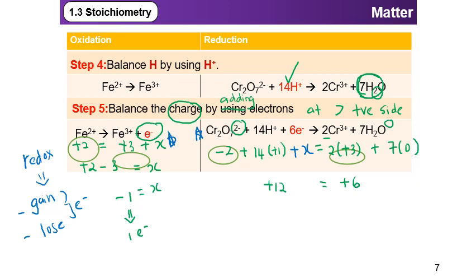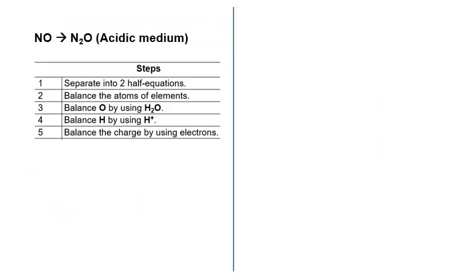Okay, so then now we need to know plus x. So x will equal to positive 6 minus 12, which equals negative 6. So again here you notice that this is 6 more electrons. So we already finished step 1 until step 5. Okay, let's balance this half equation. Since this is only one half equation, we can skip step 1.